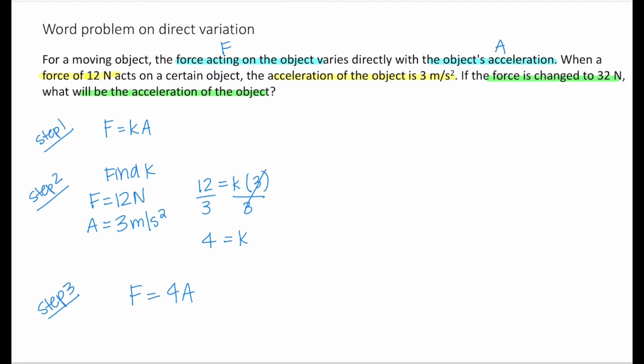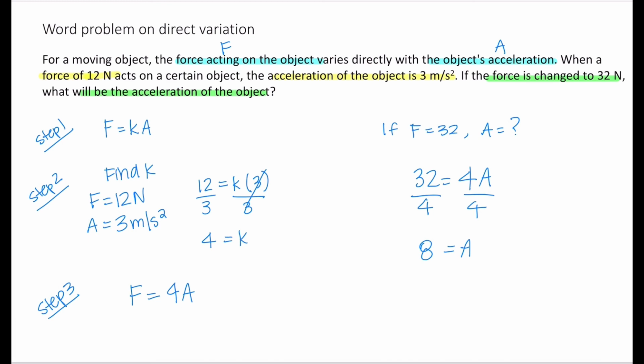Now we look at our last part of the question. If the force is changed to 32 newtons, what will be the acceleration of the object? So if force is 32, what is acceleration? So I will plug in the 32 for F. So I have 32 equals 4 times A, and I can divide by 4, and I end up with A equals 8.